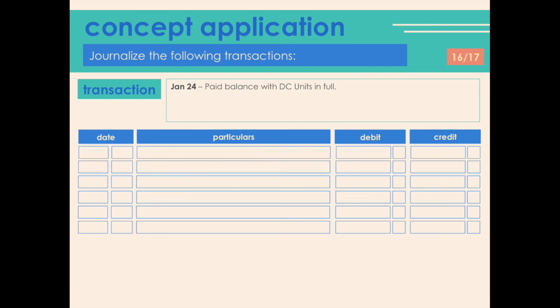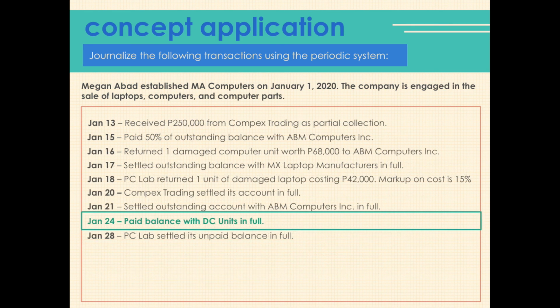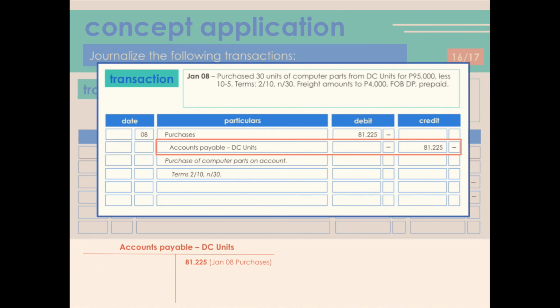January 24, paid balance with DC units in full. Since this is a full settlement, we need to compute for the outstanding balance with DC units as of January 24. The original purchase transaction occurred on January 8. Looking through the other transactions, there were no other transactions relating to DC units before the settlement date. Referring to the January 8 entry, the accounts payable recorded amounted to 81,225 pesos.